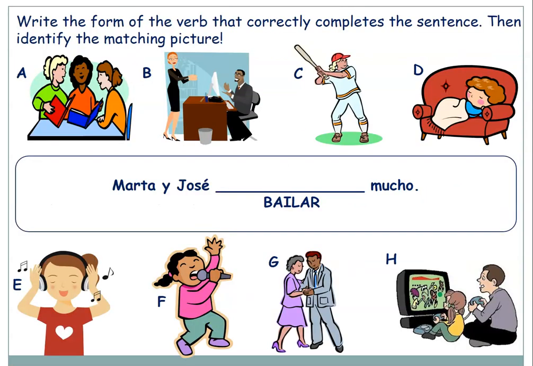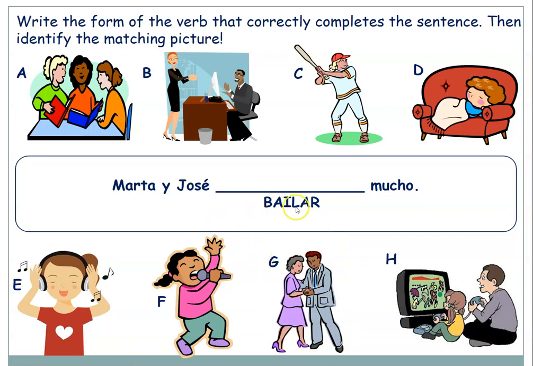So now we're going to practice. Write the form of the verb that correctly completes the sentence. Then identify the matching picture. So primero tenemos Marta y José blank mucho. Mi verbo es bailar. Bailar means to dance. So which one of the pictures correctly identifies or talks about bailar or dancing? You're right, it's G.